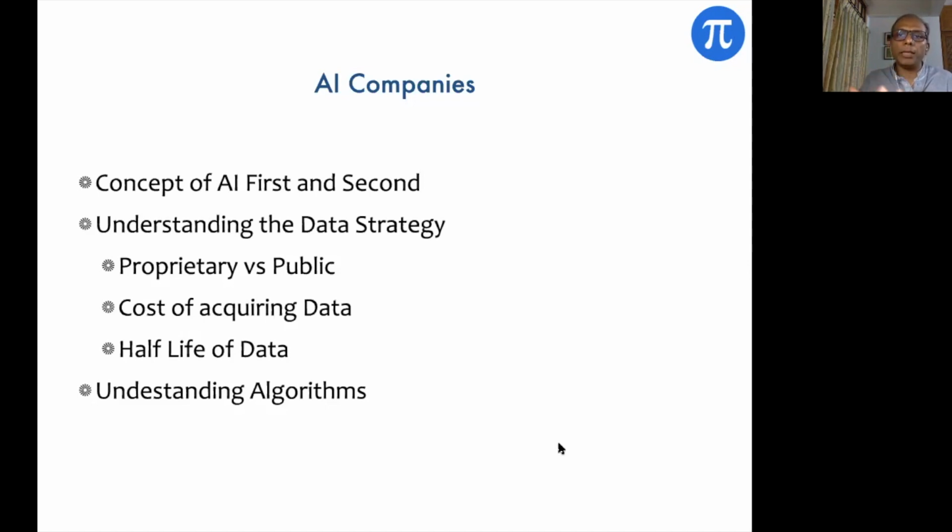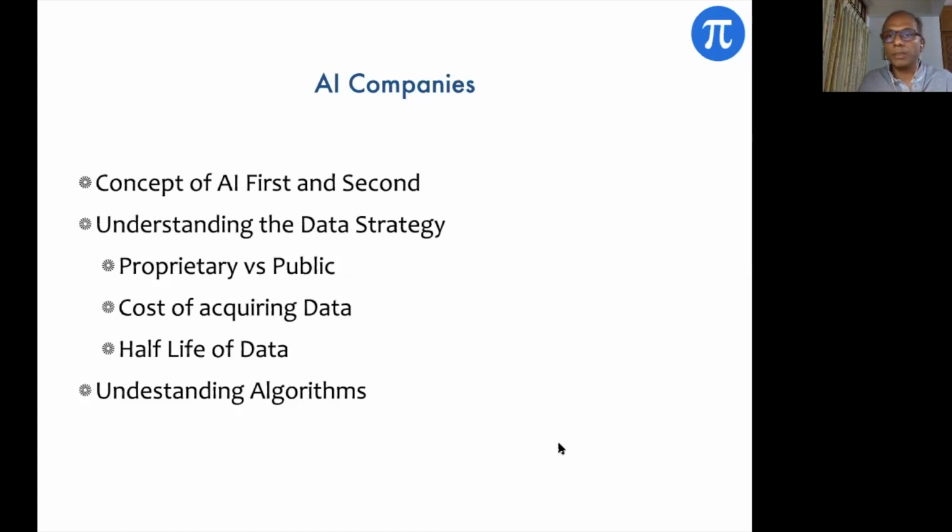It has implications on what kind of problem they are solving and how defensible they are, because AI first companies typically disrupt the space they are in, whereas AI second companies end up being incremental innovations most of the time. So you have to weigh that as you go along. And it has implications on the algorithms, on incubation times, and on how you get data and how you can get stuck with it, etc.